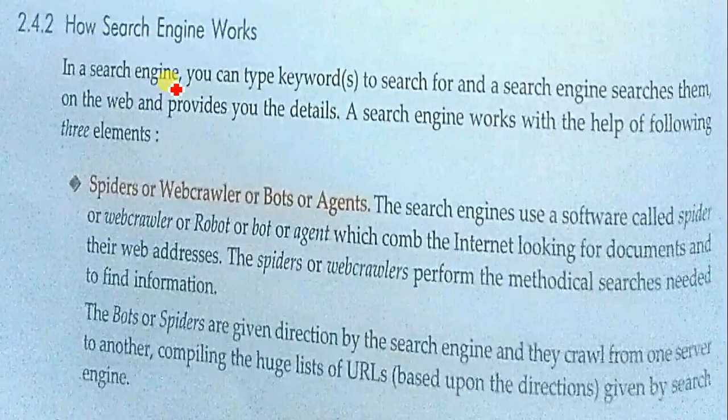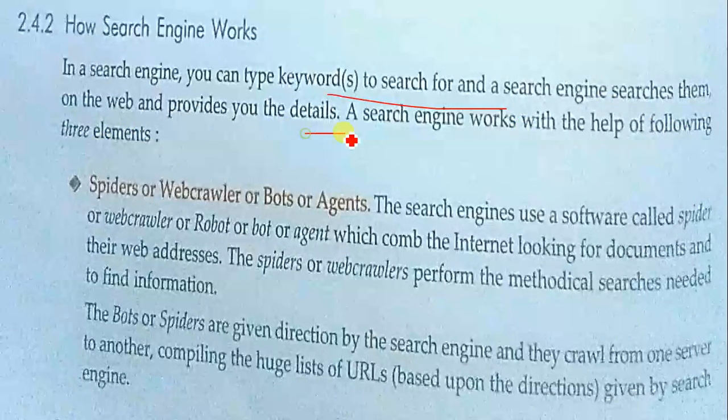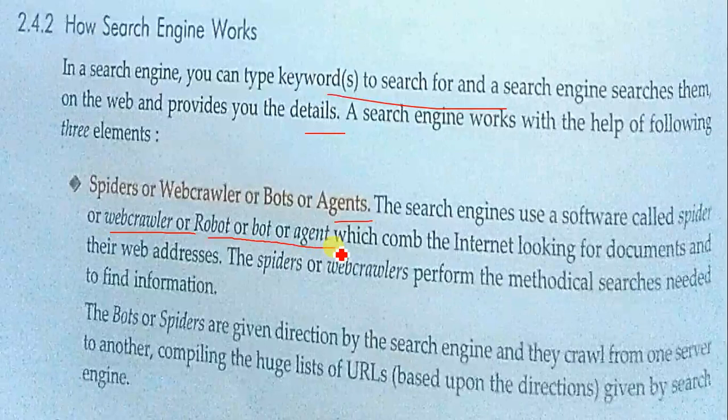How do search engines work? In a search engine, we can type keywords to search, and the search engine provides the details. A search engine works with the following terms: spiders or web crawlers, bots or agents. The search engine uses software called a spider, web crawler, robot, bot or agent, which combs the internet looking for documents and their web addresses.